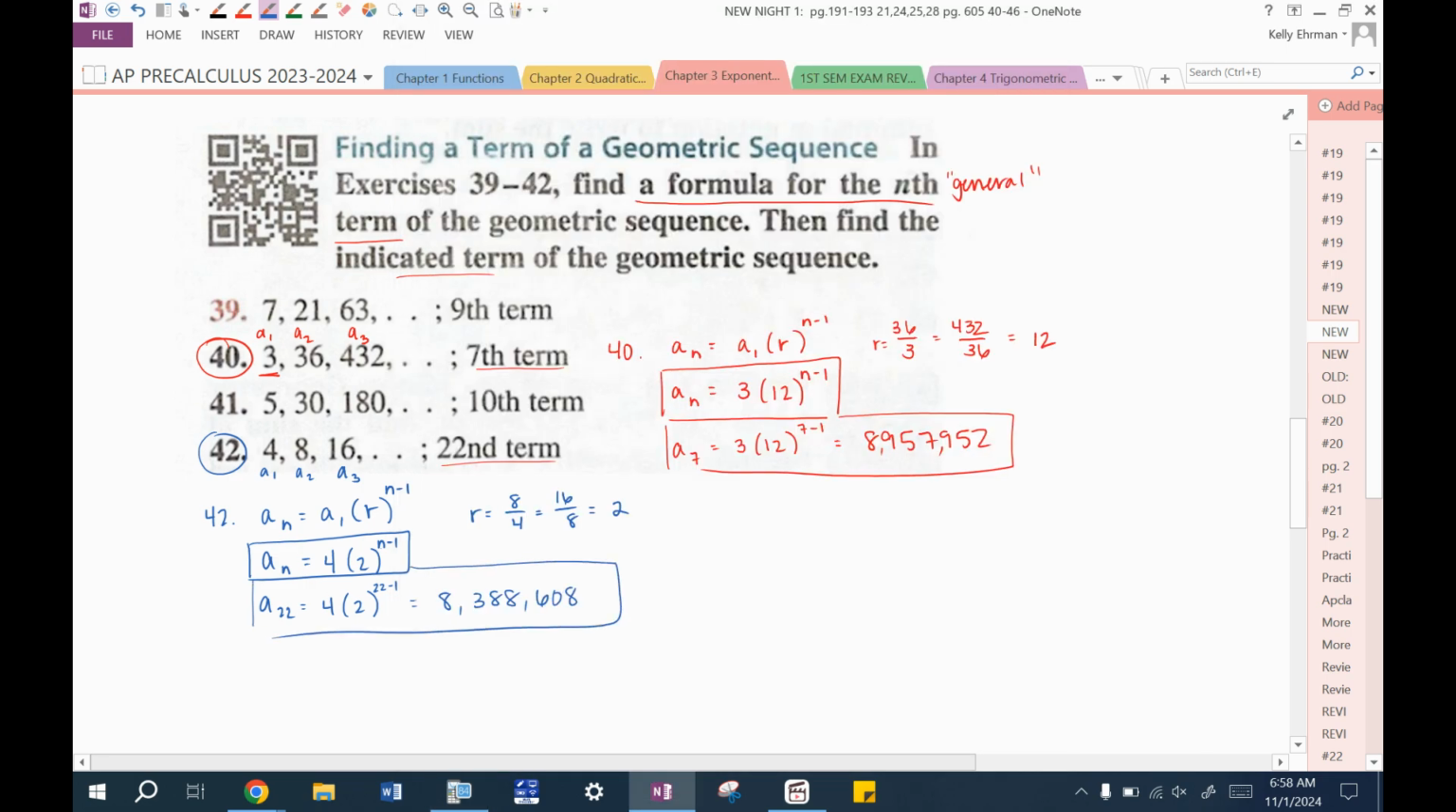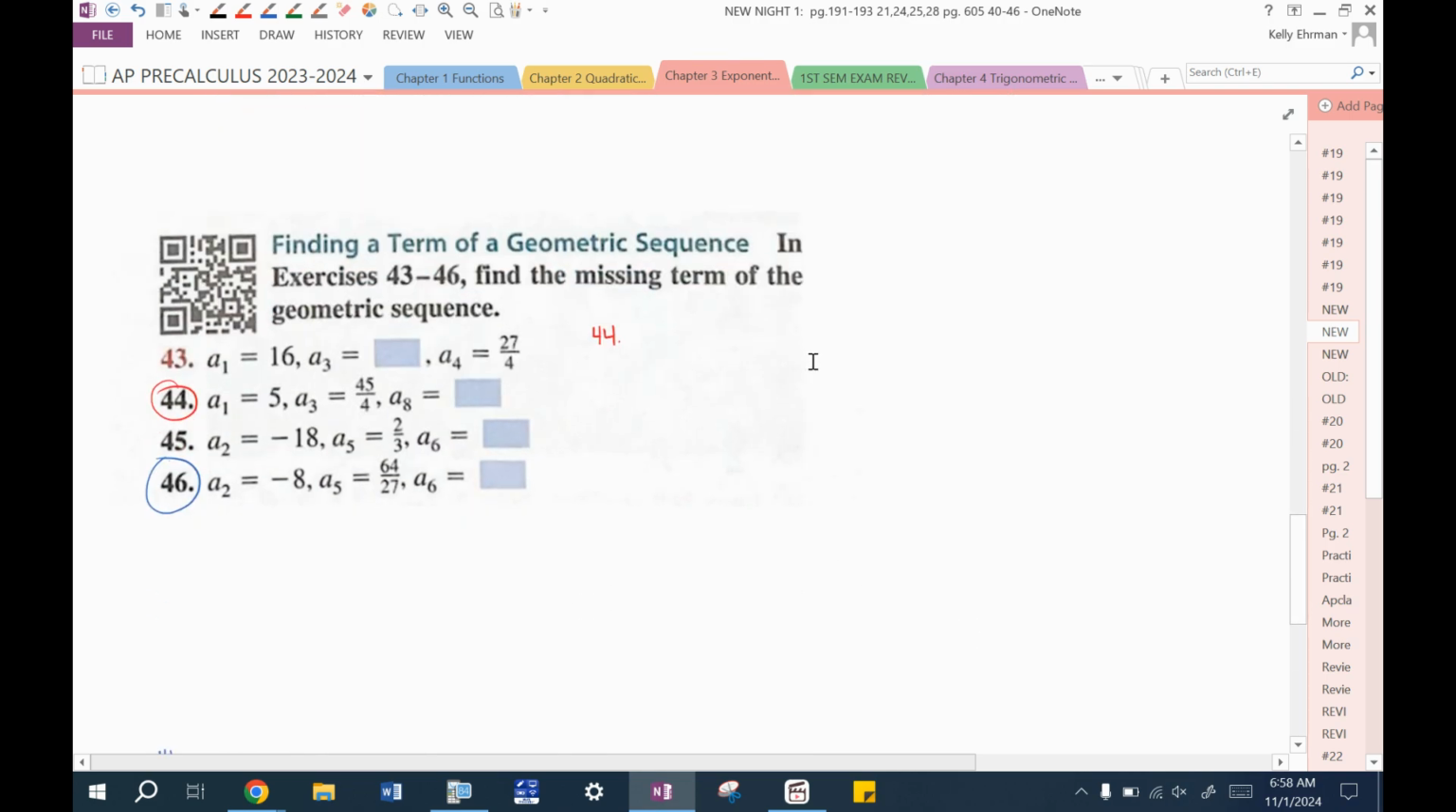All right. Now, what if they don't give us the first term? So take a look at the next section. This says we're doing 44 and 46. Find the missing term of the geometric sequence. So they don't say find the general term, although you'll need that. And they don't give you consecutive terms, so you can't just quickly divide these and find R. They give me A3 and A1 and A3, and I need to find A8.